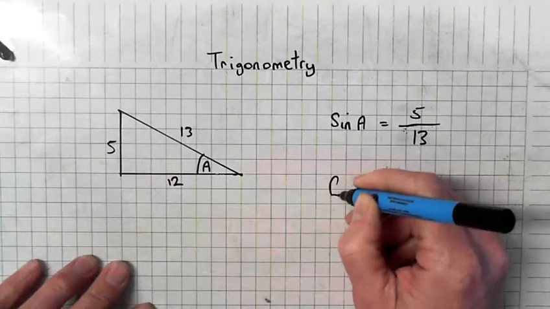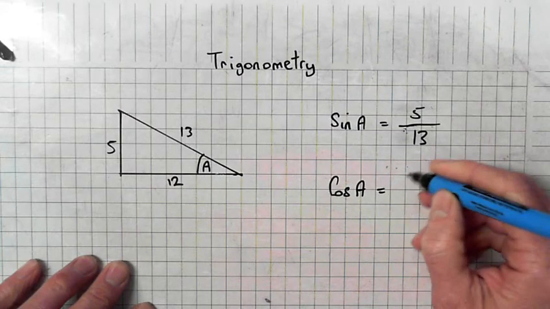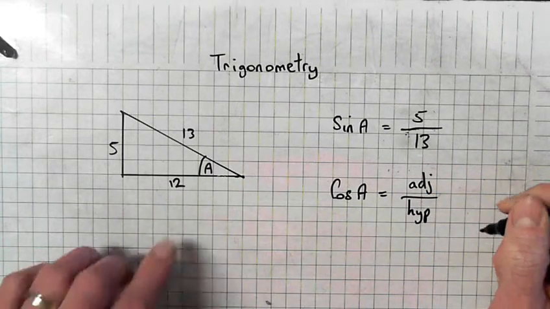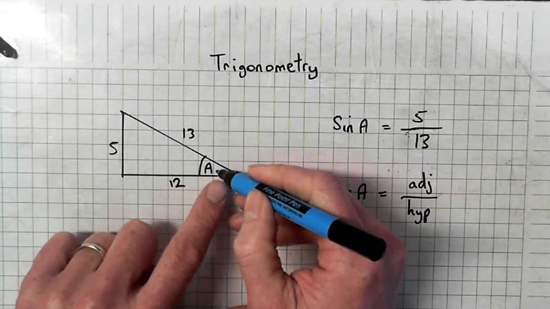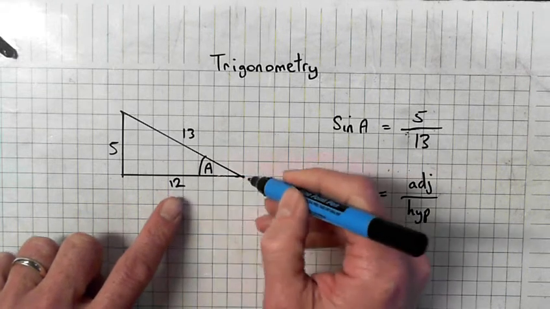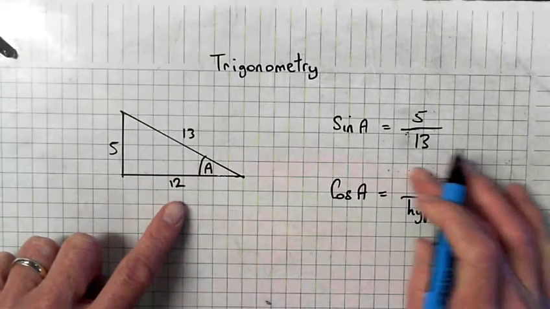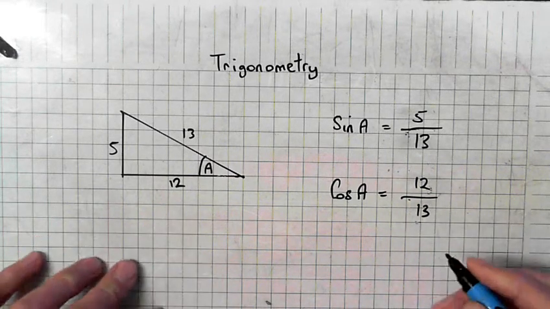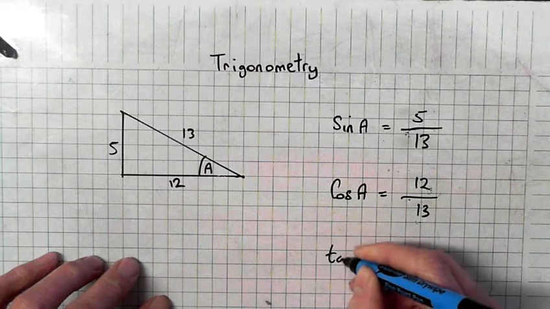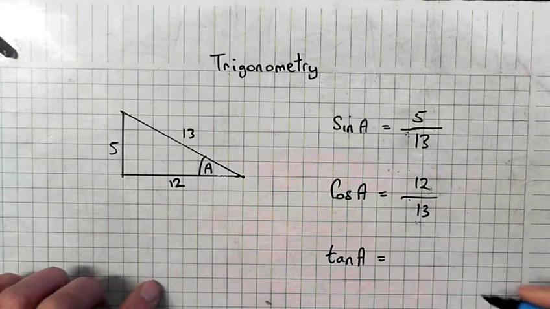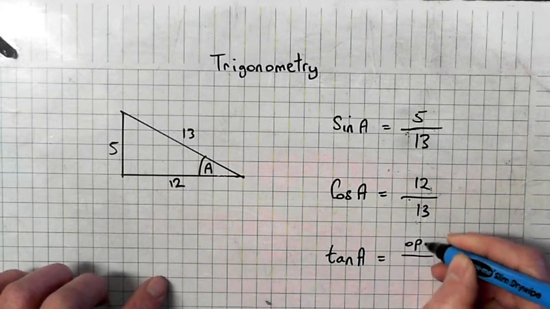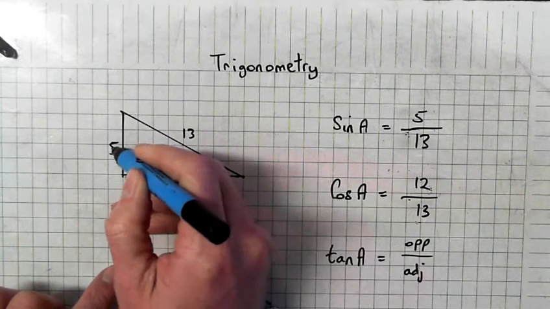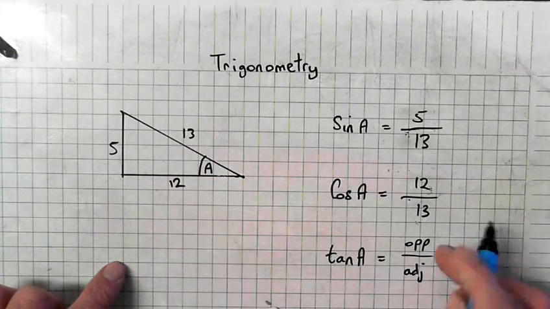Okay, if you're asked for what's the cos of A, adjacent over hypotenuse. So cos of A, this is the adjacent side, 12 over the longest side, 13. If you're asked for what is the tan of A, so the tan of A is opposite over adjacent. Tan of A is opposite, which is 5 over the adjacent 12.